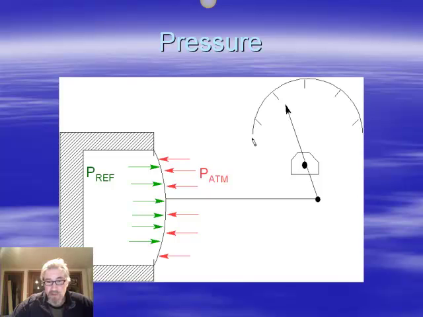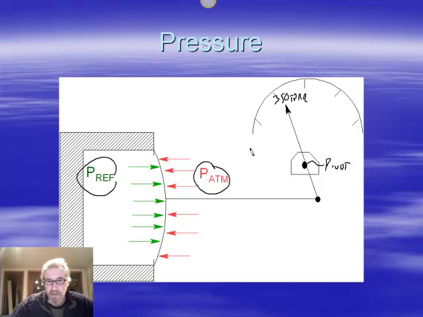The diaphragm stretches out because the atmospheric pressure here can't push as hard as the reference pressure. So that flexes the diaphragm out. That pushes this link over, and because this is a pivot right here, the needle pivots down to the lower end. So maybe this is 350 torr or something like that. You'd calibrate this, of course, so that it read right.